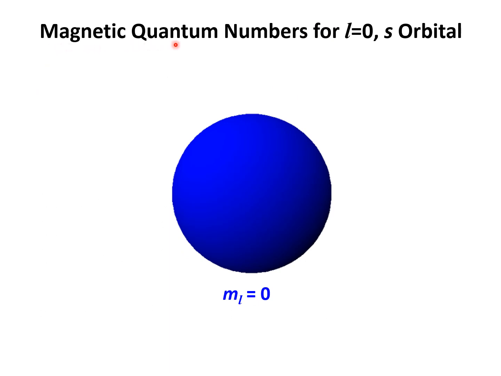Let's take a look at the magnetic quantum numbers in more detail. We'll start with L equals 0, which is the case for the s orbital. Here's a picture of an s orbital, and we can see that it is completely spherical. In this case, the orientation doesn't really matter, so there can only be one s orbital. Looking at the magnetic quantum number, when L equals 0, there's only one possible value for ml, and that's ml equals 0. Again suggesting that there can only be one s orbital.